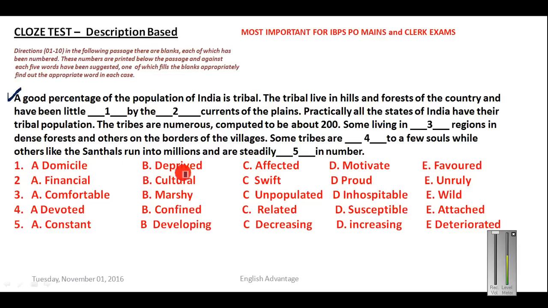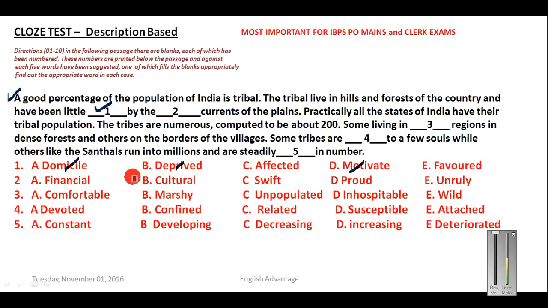Now deprived is followed by of, and here the preposition is by. So that is why this word deprived will not come. Domicile being in the first form will not come. Motivate will not come. Now you are left with only two options, affected and favored. So affected will be the more appropriate option, or you can say the correct option here. Little affected by the currents of the plains. When the two communities come close together, they get affected culturally, not financially. Okay, they adopt the culture of the other community.